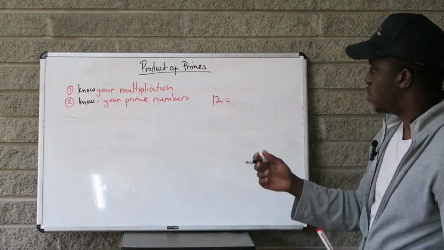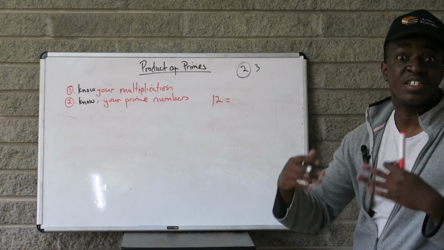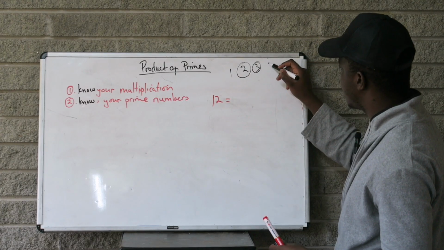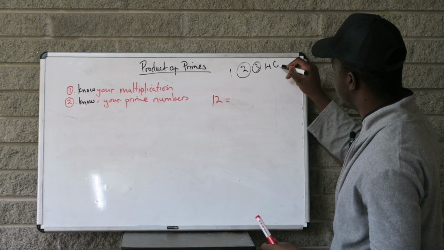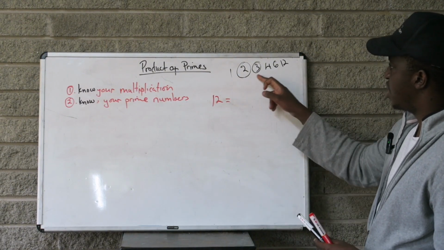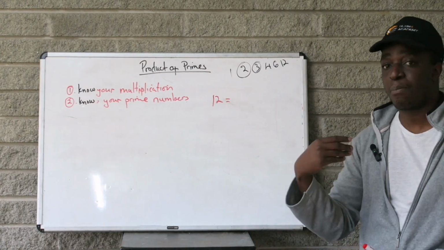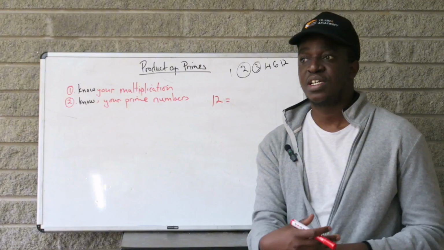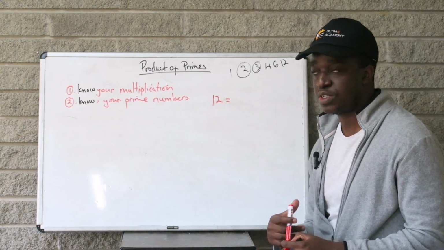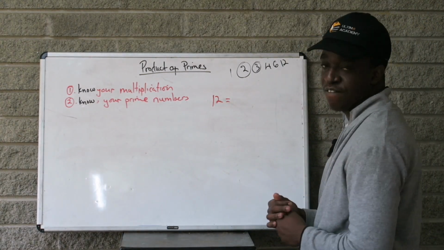So what are the prime factors of 12? We have 2 and we have 3, right? Firstly, let's list the factors. All the factors of 12 are 1, 2, 3, 4, 6, and 12. So all of these are factors of 12, but these are prime factors. What makes them prime factors is the fact that they are prime numbers. What makes them prime numbers, if you remember, is that they are numbers that do not have another number that divides into them. So that is what makes these prime factors.